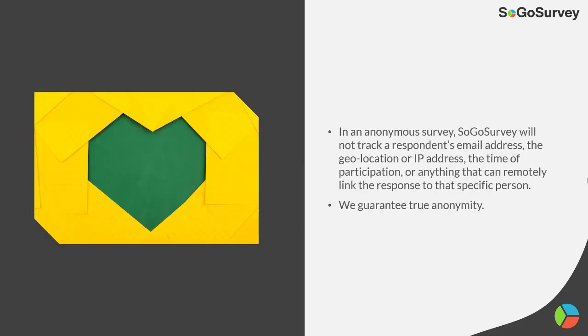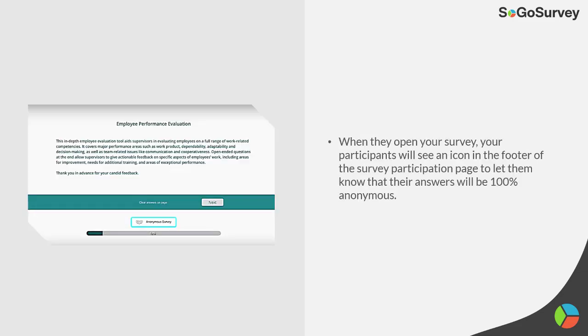In an anonymous survey, SoGoSurvey will not track a respondent's email address, the geolocation or IP address, the time of participation, or anything that can remotely link the response to that specific person. We guarantee true anonymity. So when the participants open the survey, they will see an icon in the footer of the survey participation page to let them know that their answers will be 100% anonymous.